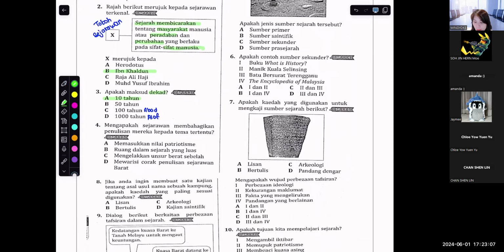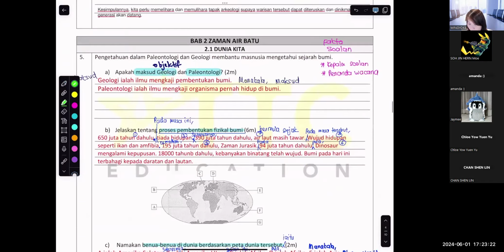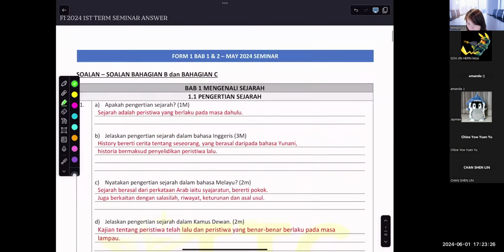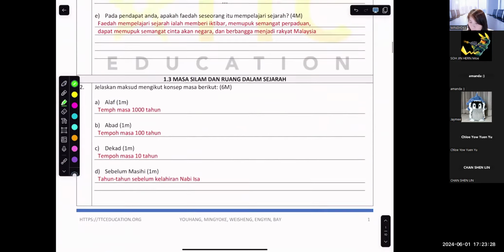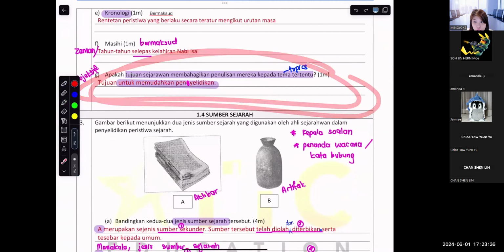Mengapakah sejarawan membahagikan penulisan kepada tema tertentu? Why do they divide into topics? Remember just now we mentioned the topic, due to what? Example, wait, 15? Wait, example just now we mentioned this one. Mengapakah dibahagikan kepada tema, topic, you see here? To make it easy to research.